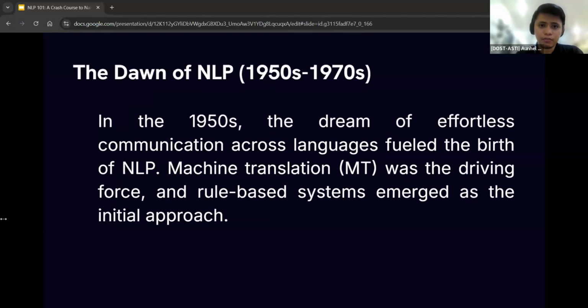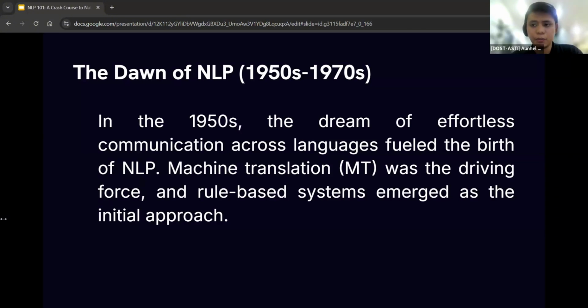Okay, start with way back in the 1950s. The dream of effortless communication across languages fueled the birth of NLP. So during those times, scientists or researchers thought, what if our machines could understand our languages and retain its context? What if it could be used for tasks requiring human languages, right? So machine translation, or the translation from one language to another using machines, is a driving force.